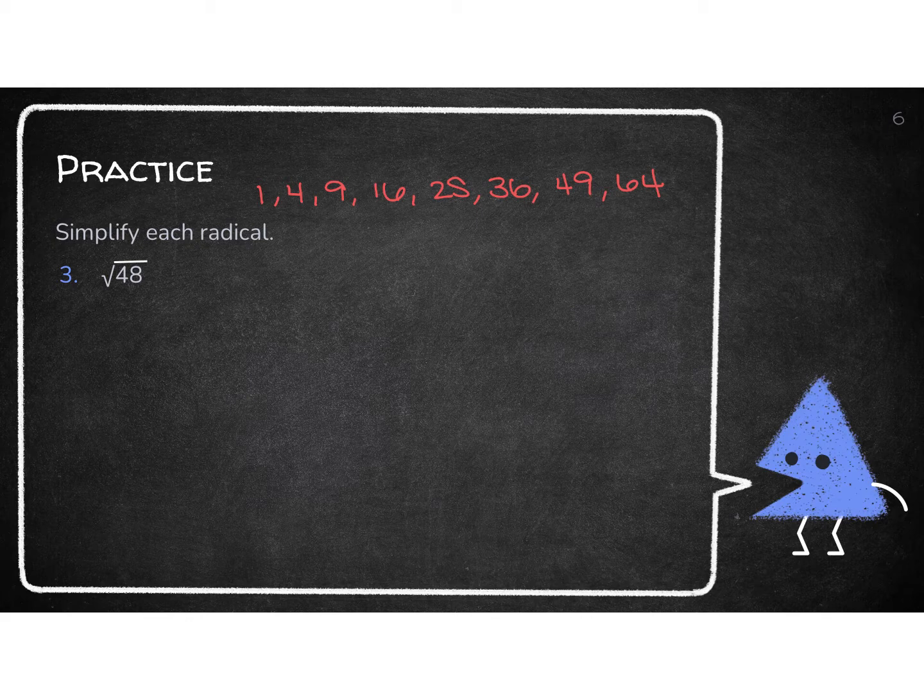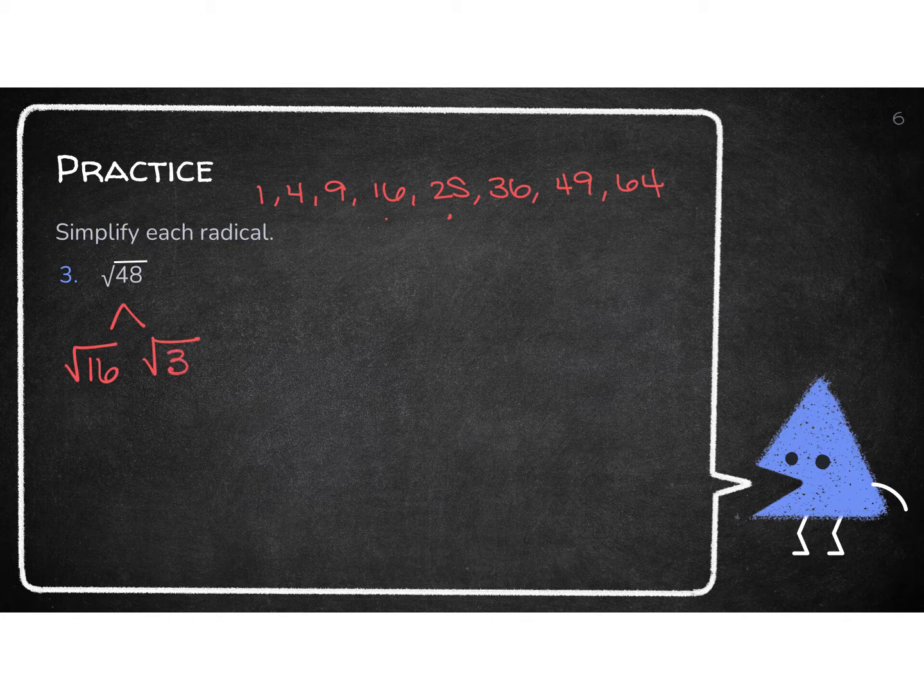48 divided by 36 is not a nice number, so I'm going to try 25 then. 48 divided by 25 is not a nice number. So I'm going to go back down. I'm going to divide 48 by 16. When I do 48 divided by 16, I end up with 3. So I know that I can split 48 into the square root of 16 times the square root of 3.